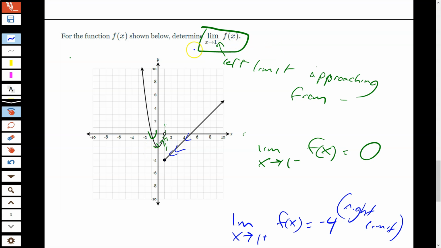So again, this allows us to distinguish which piece of the graph we're talking about and which direction we want to talk about the x value that we're approaching. That's all we're going to do with this notation for this year, but again, you're going to see a lot of this next year.